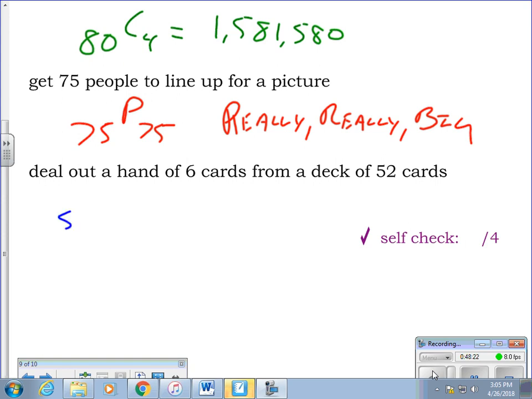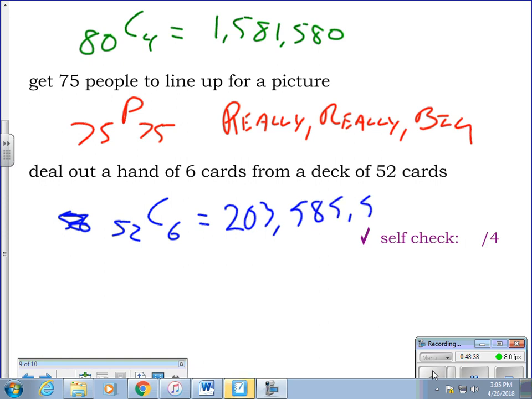We kind of did this one. Does order matter? No. 52, choosing 6 at a time. 203,585,520 possibilities. That's a lot.